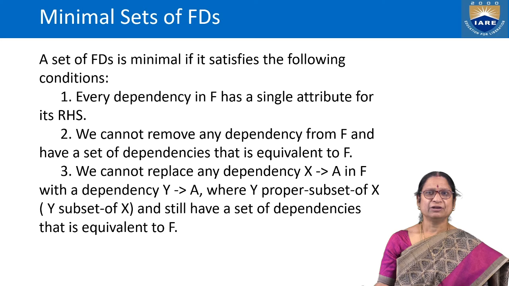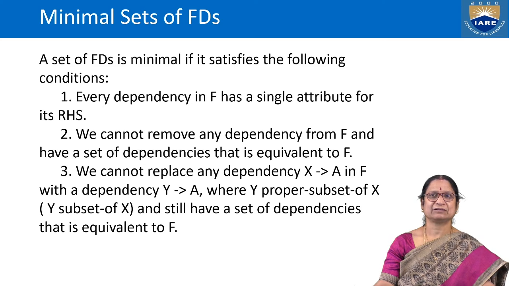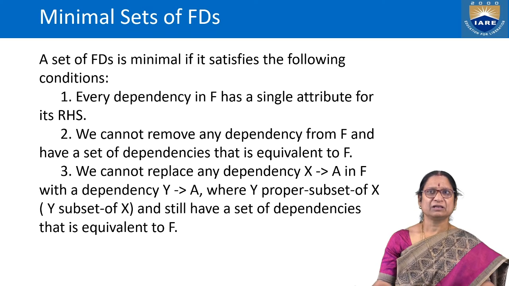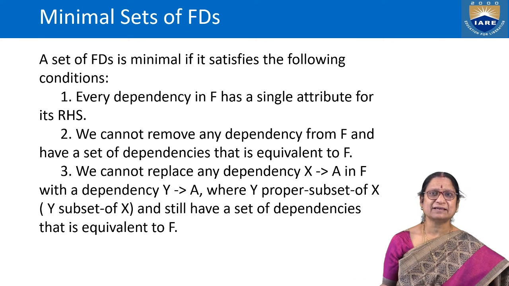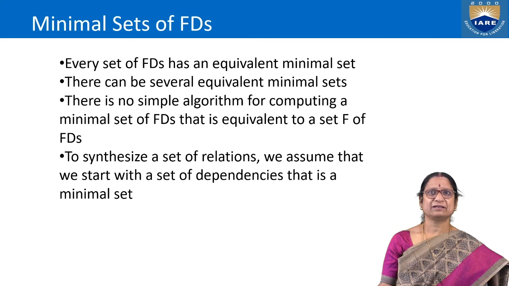Third condition: we cannot replace any dependency X determines A in F with a dependency Y determines A, where Y is a proper subset of X, and still have a set of dependencies that is equivalent to F. Then also we can consider it minimal. So all conditions must be satisfied. If all conditions are satisfied, then we can say it is a minimal set of FDs.